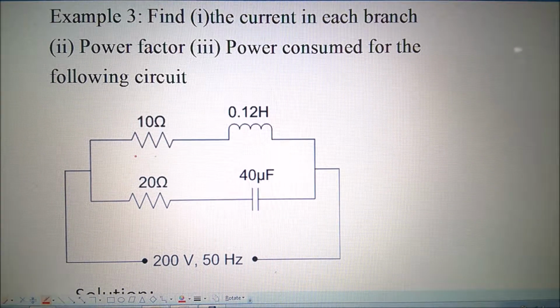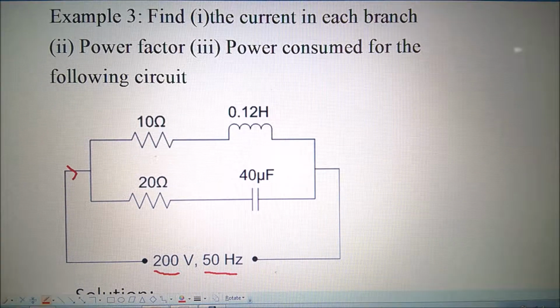Now you can see that in one branch, it is an RL circuit, the resistance and inductance. In the other branch, it is an RC circuit. And it is being supplied with an AC voltage where 200 is the RMS voltage and with 50 Hertz. And now we'll find the current in this.